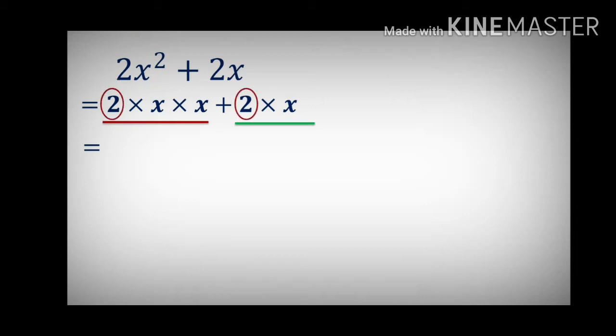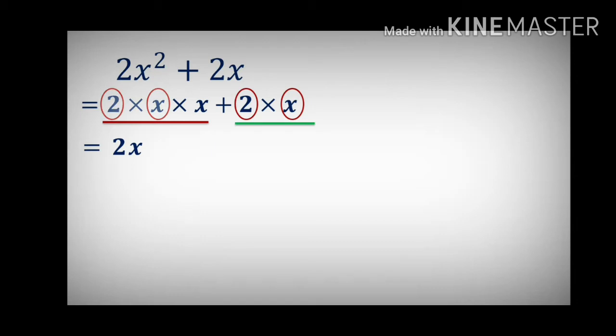Here you can see that in both the groups 2 is common. So we'll take out 2 common. After that we can see x is also common. So x is taken out. Now this is called taking out common. So whatever is present in the two groups, the common things, we are taking out. That is, 2 is common, x is also common.